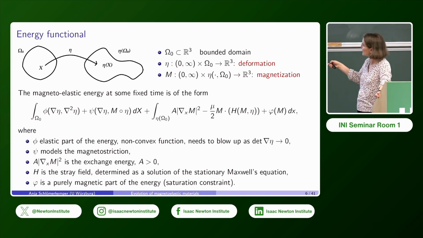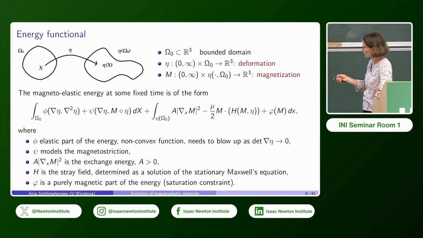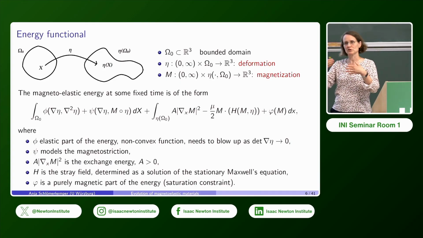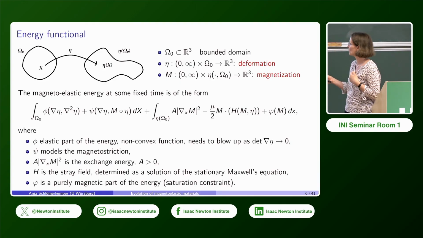We have the stray field energy, m times h. h is the stray field that we obtain by solving the stationary Maxwell's equations. And we have here a potential depending on m, which we will use as a purely magnetic part, and we will use this for modeling the saturation condition using a Ginzburg-Landau approach.